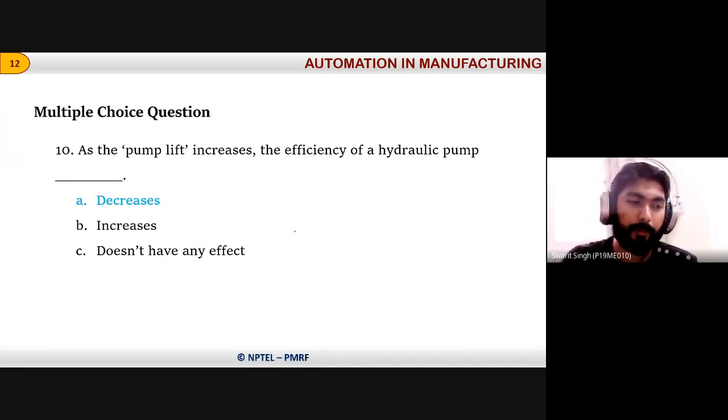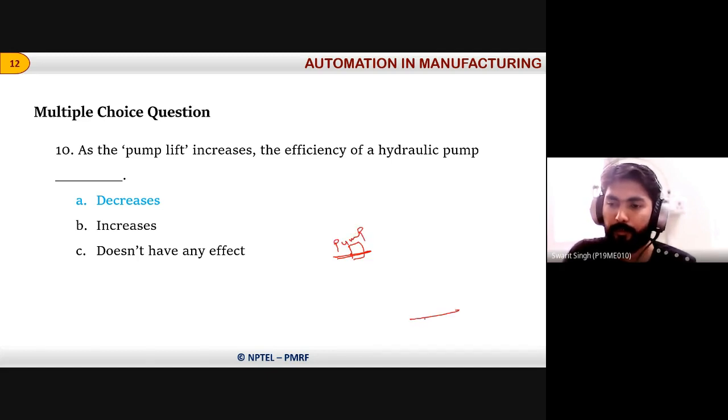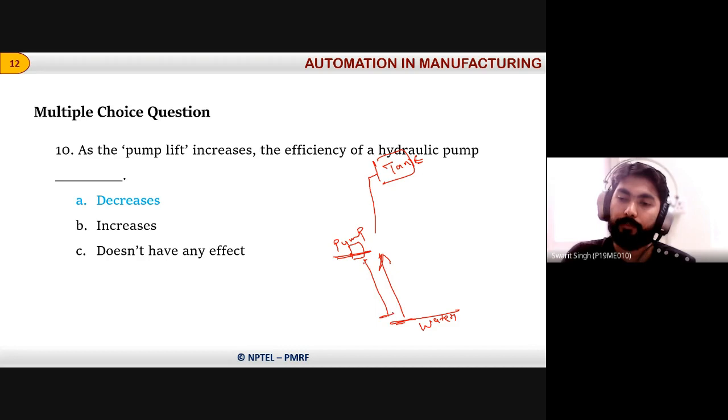So what is pump lift? Suppose this is the level where our pump is placed, and this is another level from where we have to pick the water. This is the water level, and at some height our tank is there, so tank storage is there. This particular height, from where the pump is lifting the water, is known as pump lift.